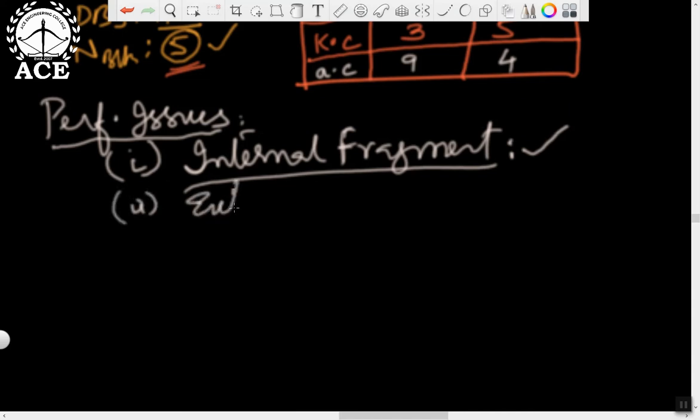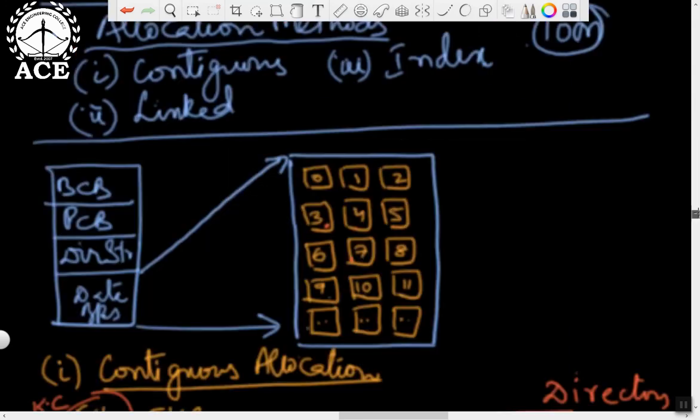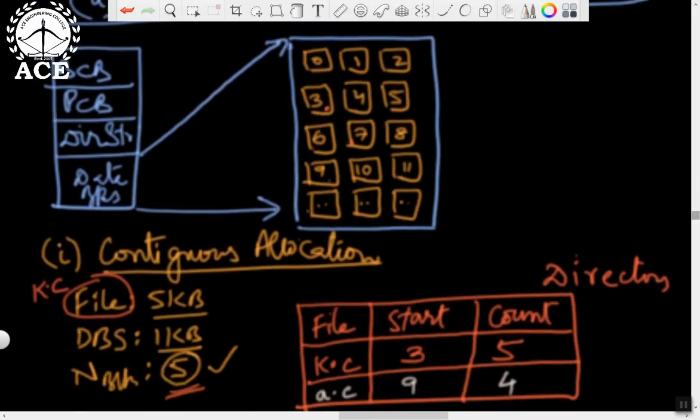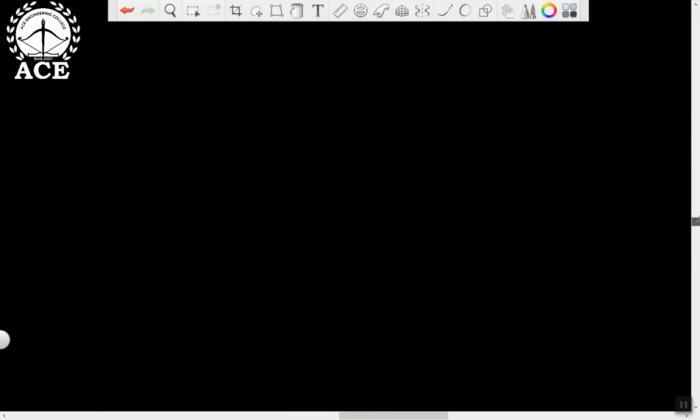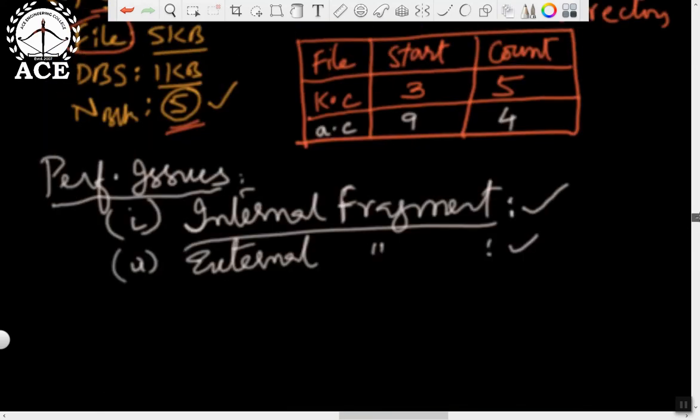Can it have external fragmentation? Yes, it can have external fragmentation. How? Suppose you look at the disk structure, user blocks: if 2 blocks are free here, 3 blocks are free here, 1 block is free here, put together I have 10 free blocks, but all 10 are not contiguous, they are scattered. So if I want to create a file now with 10 blocks, I cannot do it. Why? Because they are not contiguous. So all those 10 blocks are going to waste. That wastage is called external fragmentation. Am I right? So therefore this suffers from external fragmentation.